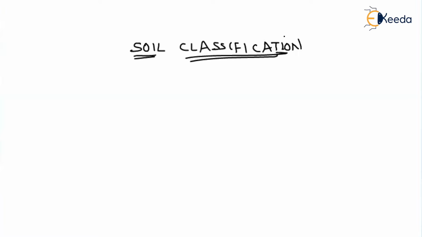Soil classification. That means what will be the type of the soil? Isn't it? Soil classification is what? If there is a soil and you have to find out which type it comes under, for that we have different systems for determining the type of a soil.